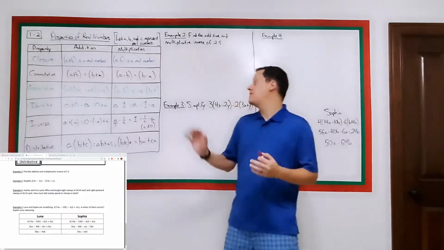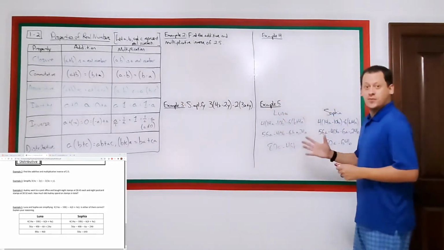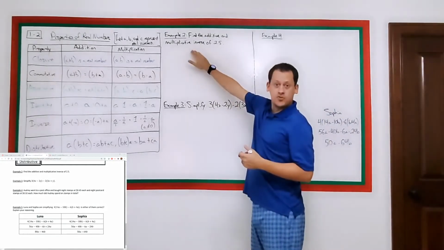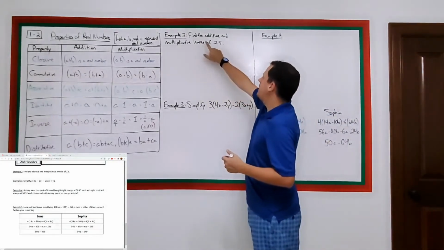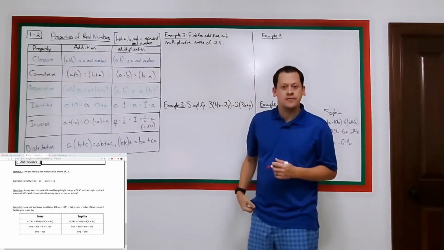All right, so we've talked about our properties. We've got a few examples left that we need to talk about that use these properties, starting with example 2. It's asking us to find the additive and multiplicative inverse of 2.5.